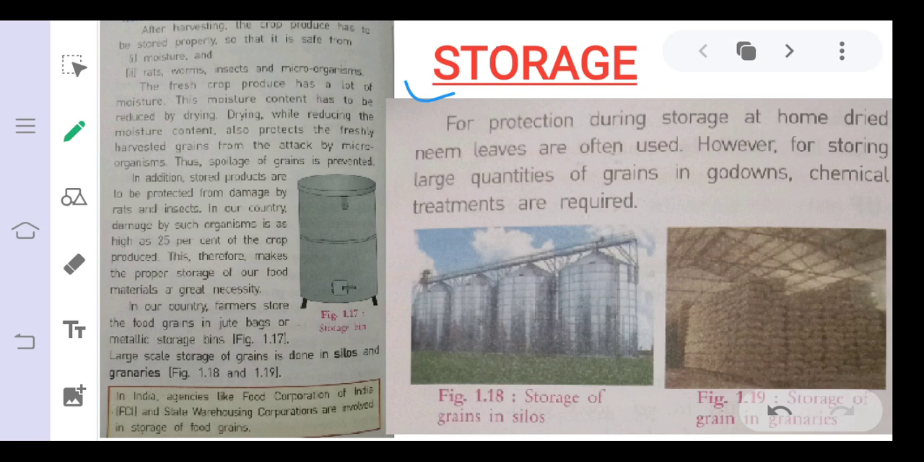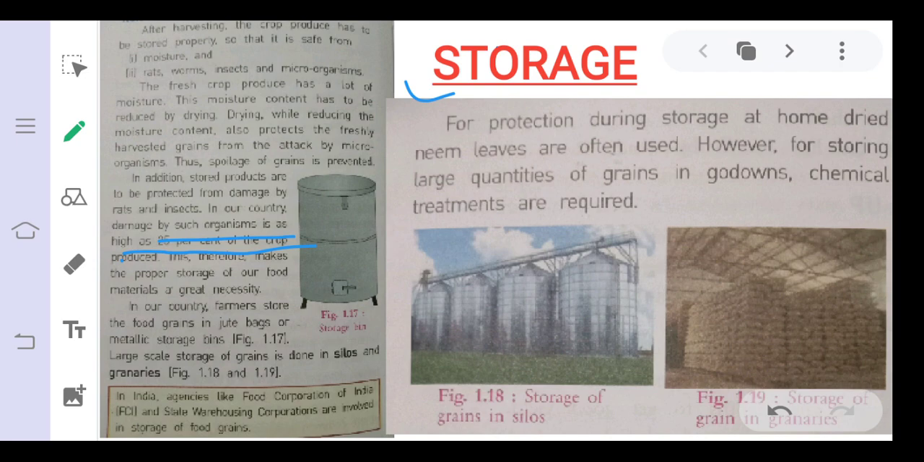Then it should also be protected from certain rodents, mainly our rats. Suppose we have a storage house in our homes, then rats are there. These rats attack these grains and destroy them. So that should also be prevented. It is written that 20 to 25% of the crop that is produced is destroyed by organisms like rats. So in our storehouse, all these things should be properly maintained.